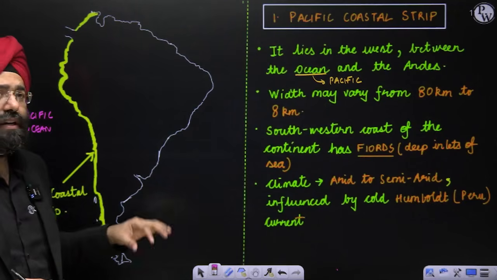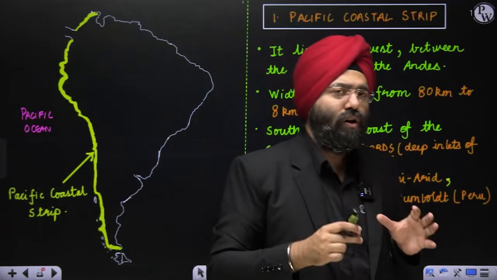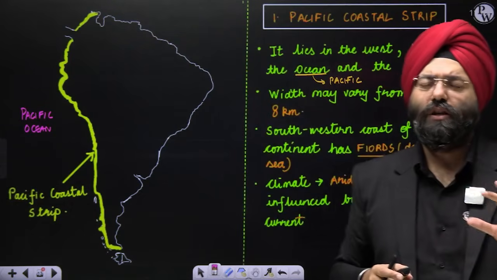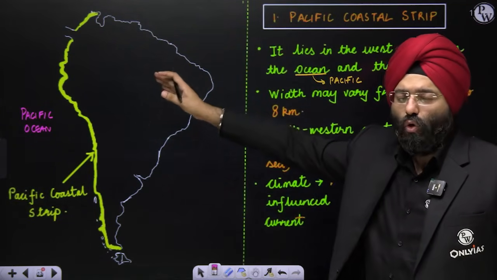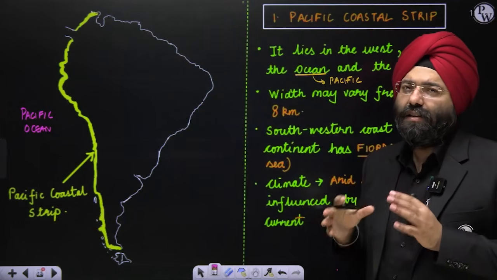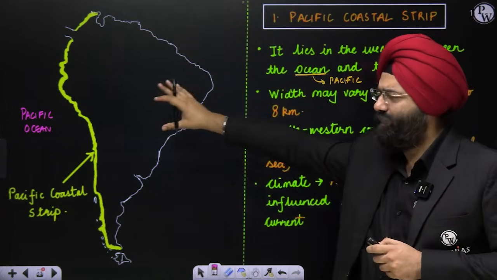The climate over here is arid to semi-arid. It is because it is influenced by the cold Humboldt or Peru current, which we will be doing in oceanography, how it impacts the climate. So because of the cold current that is present, there are arid and semi-arid conditions close to the Pacific coastal strip. Not all, but major parts.